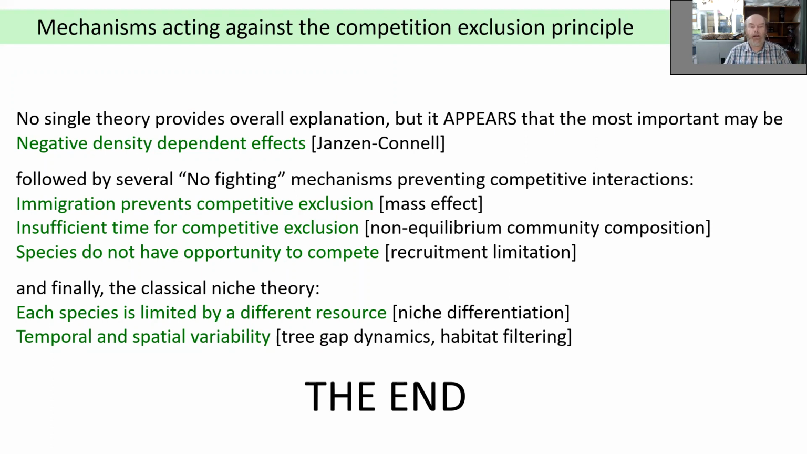And then finally, the classical niche theory comes last. And there are 2 effects. One is the division along the gradient, and second is the variability over time or space, which is changing the direction of the competition.